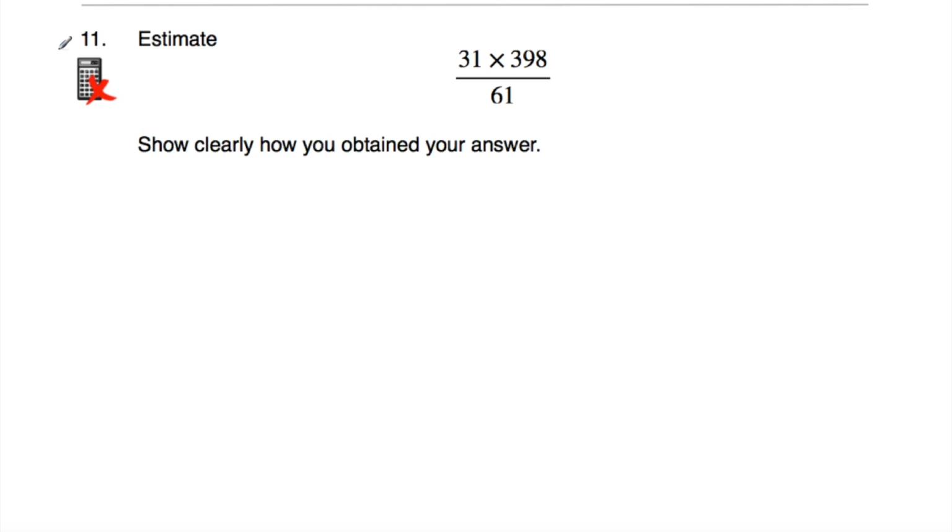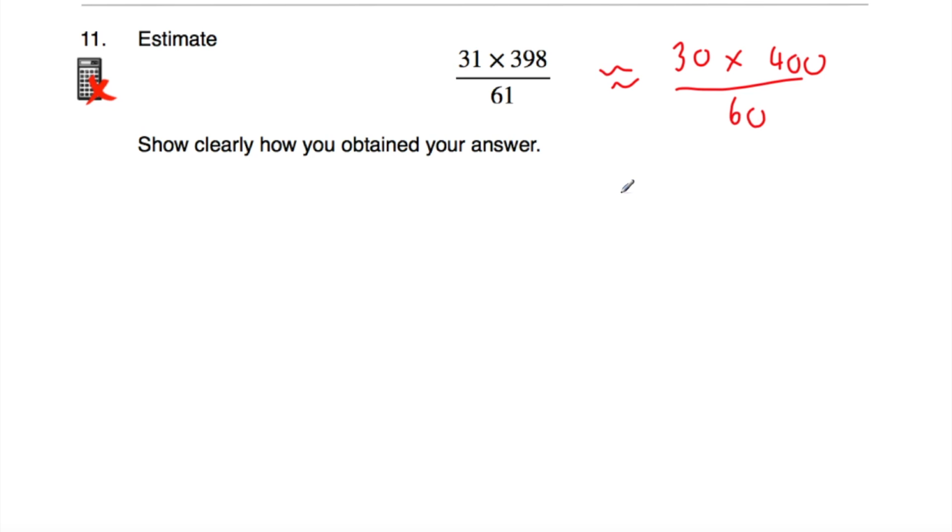Okay, let's look at our next question, question number 11. So question number 11, we've been asked to estimate 31 multiplied by 398 over 61. So let's round these numbers to one significant figure. So this would be approximately equal to 31. Well, if we round that to one significant figure, we would choose 30. 398, if we round that, that'll be 400 to one significant figure, over, and 61 to one significant figure will be 60.